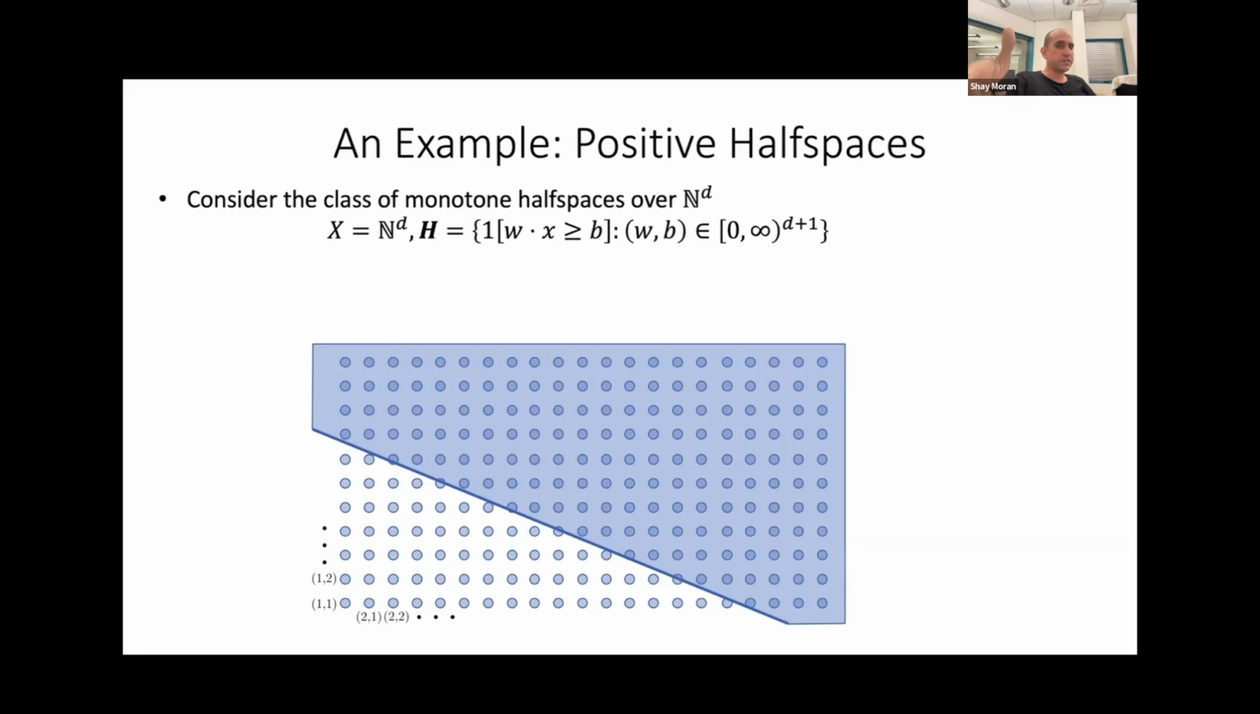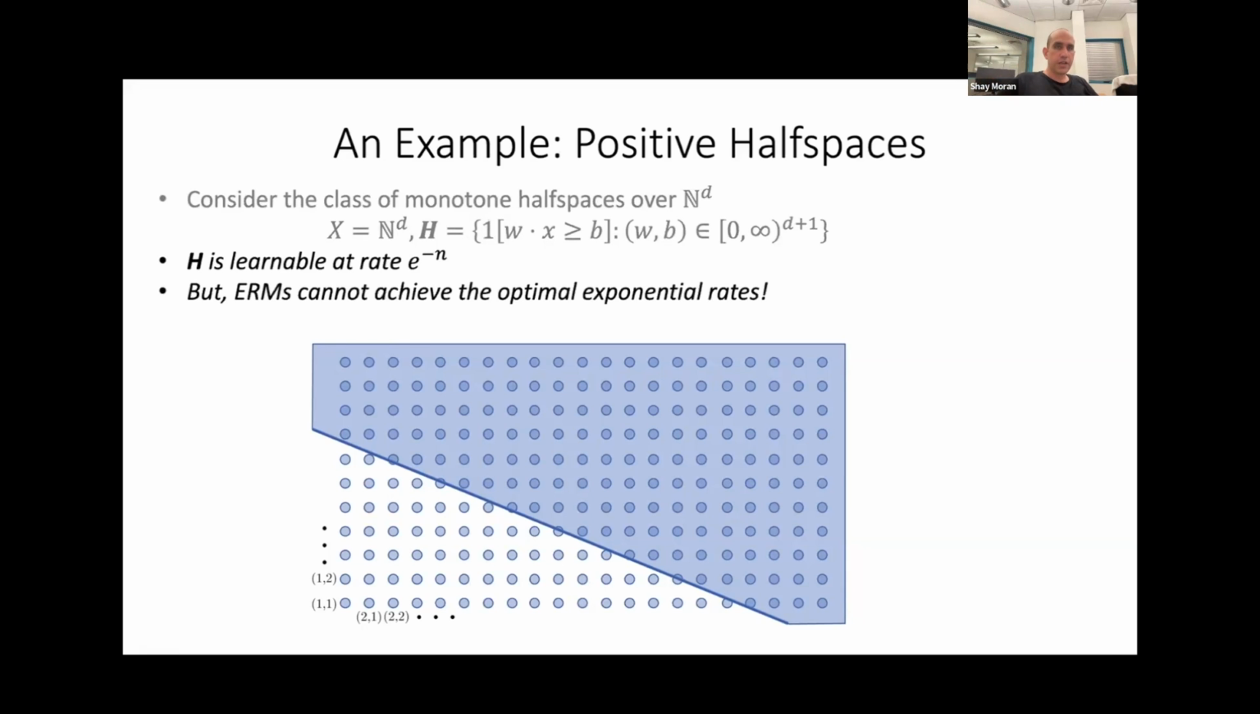So this is an example of a class that can be learned at an exponential rate. And what is also interesting about this class is that if you apply the good old empirical risk minimization principle, right? So you pick a half space which is consistent with the data, then it would be impossible for you to reach this optimal exponential rate. There will be a lower bound, I think a linear lower bound.